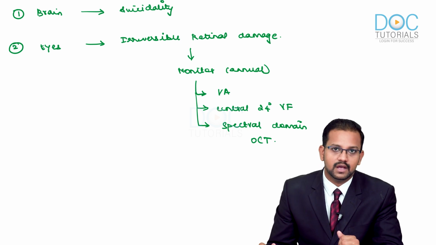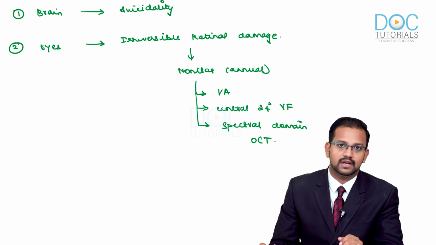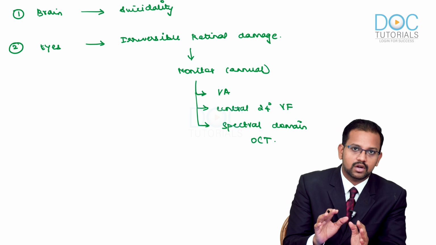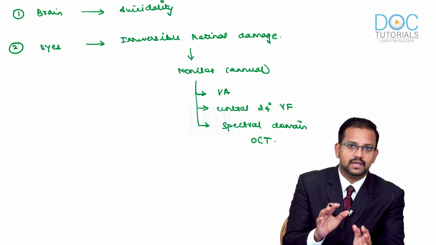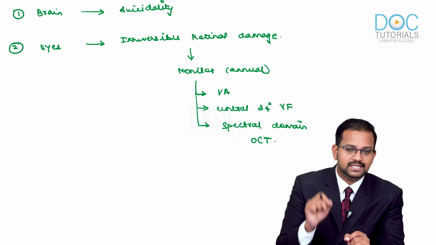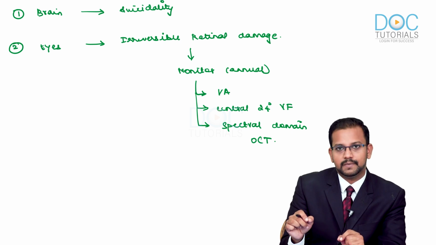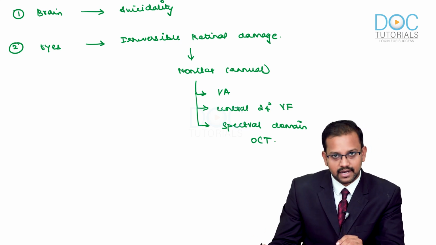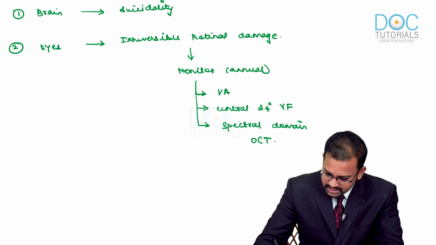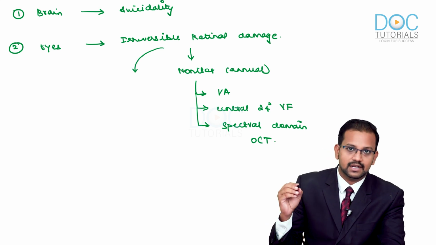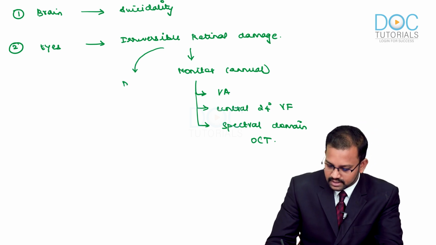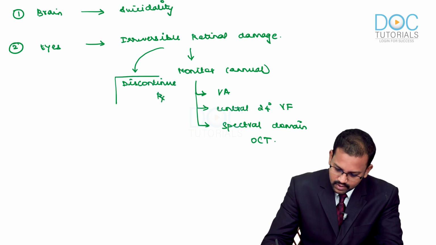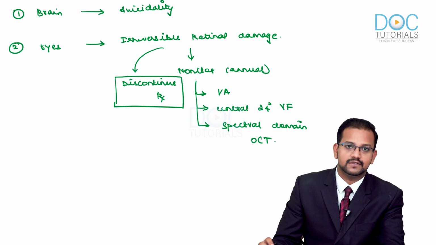All these things have to be monitored annually, and the most important one is that monitoring of retinal damage has to be done annually if a patient is on long-term, continuous treatment. If a patient starts developing symptoms, this is a particular indication for discontinuing the treatment, guys. If a patient develops irreversible retinal damage, it is a reason for discontinuing the treatment. Why? Because the retinal damage is irreversible in nature.